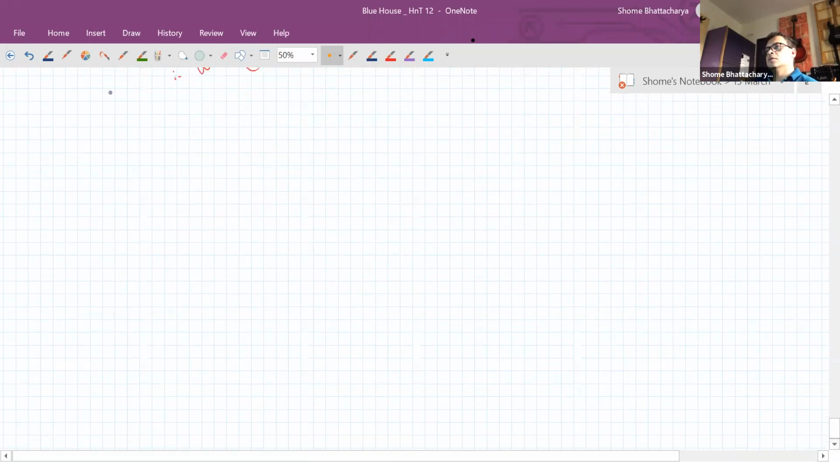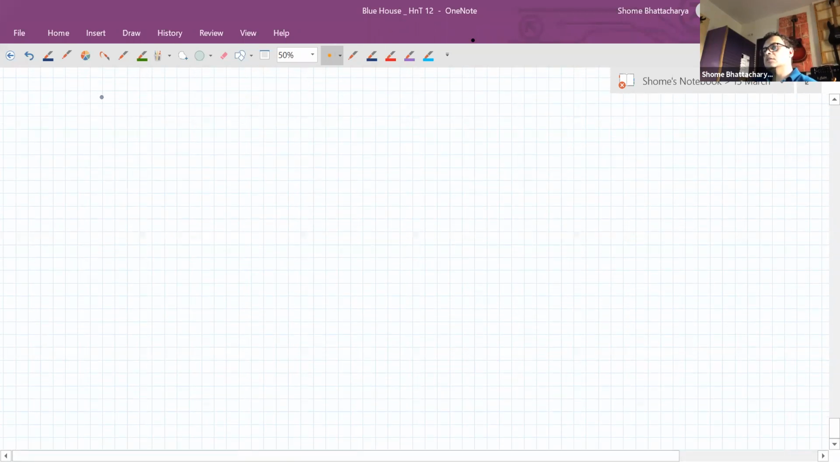Okay, so that is this. Now the next thing is Q is equal to delta U plus W. Or in differential form, we can write dQ is equal to dU plus dW. So dU is obviously nf by 2 R dT, or you can write that as nCv dT.